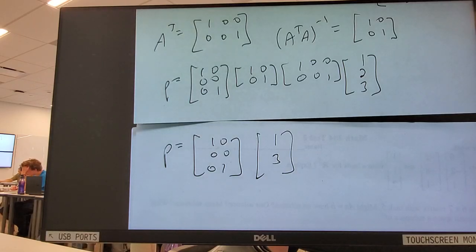So this is 2 by 3, this is 3 by 1, so the answer is going to be 2 by 1. Anytime you're multiplying by a bunch of matrices, you can just take a minute, look at the dimensions, make sure your answer is the right dimension.